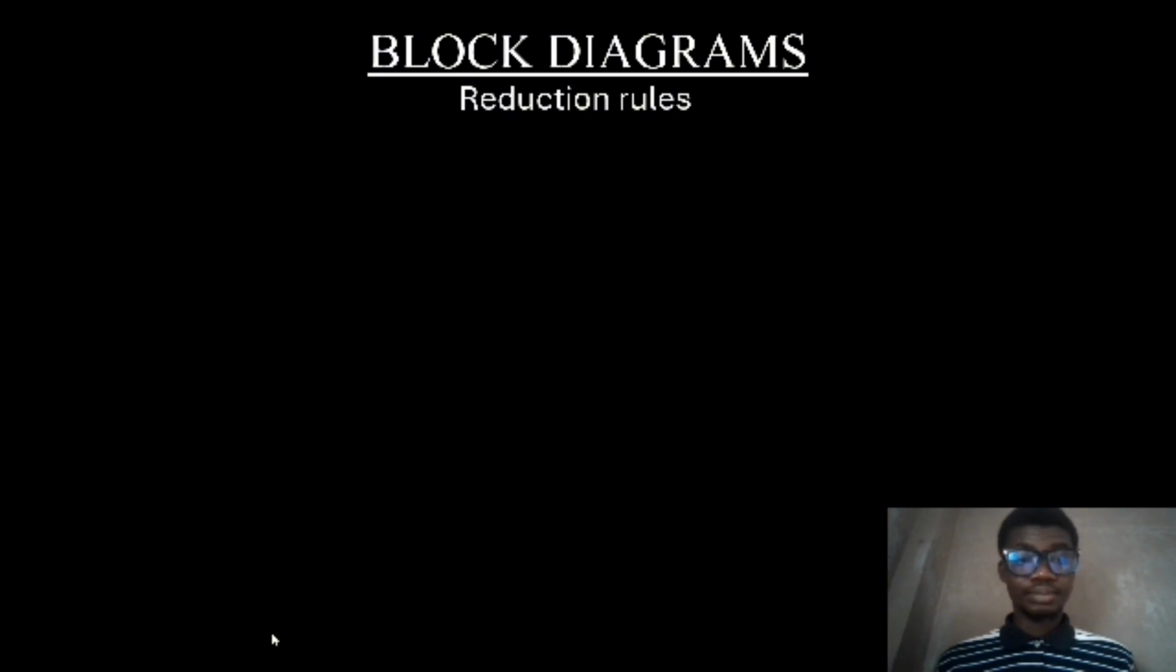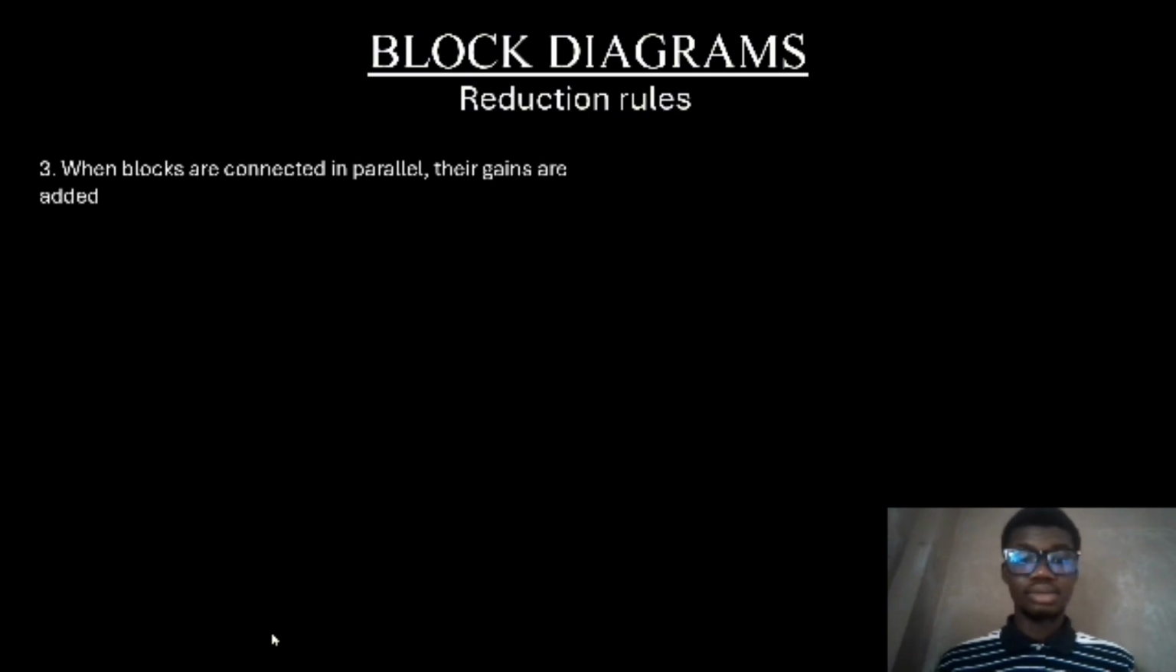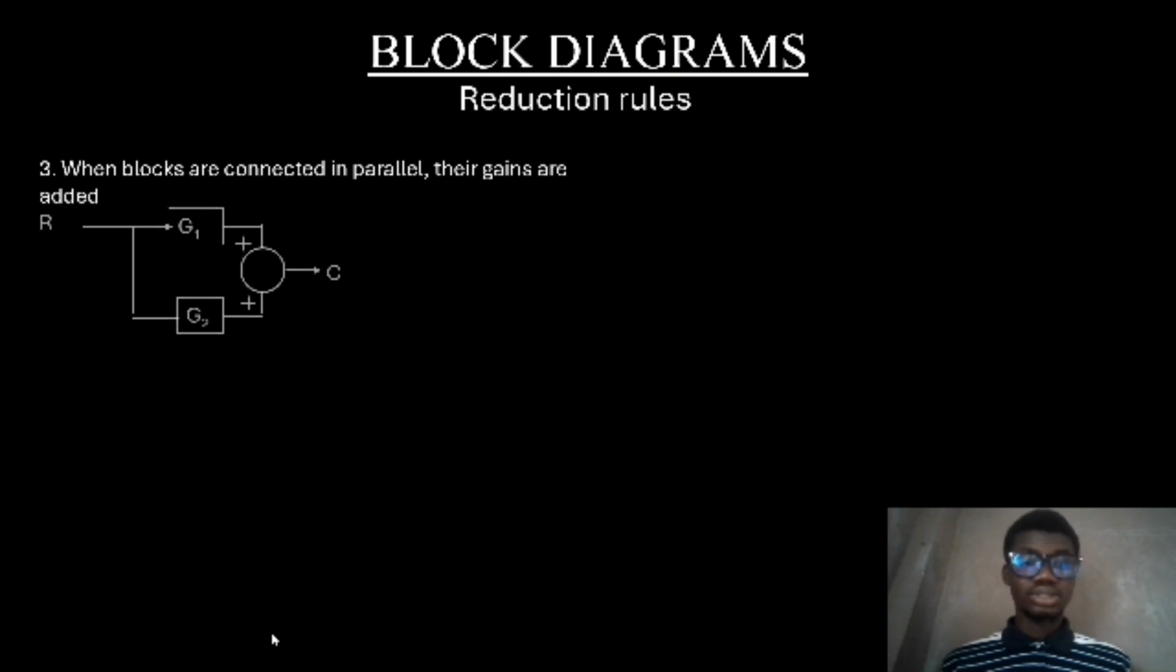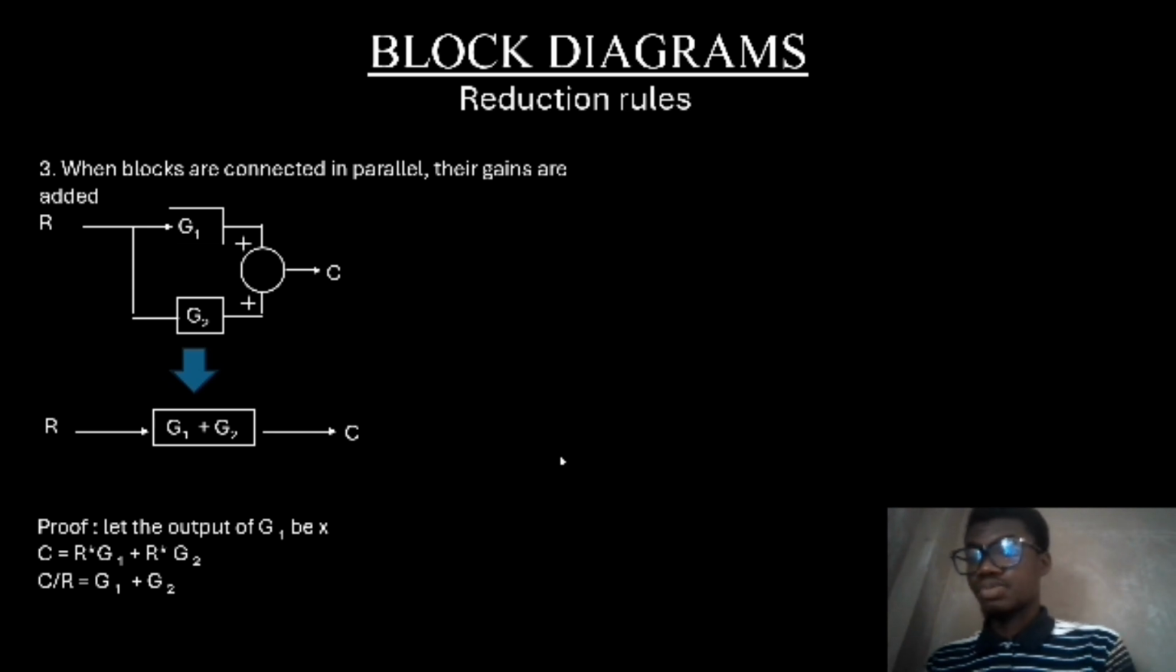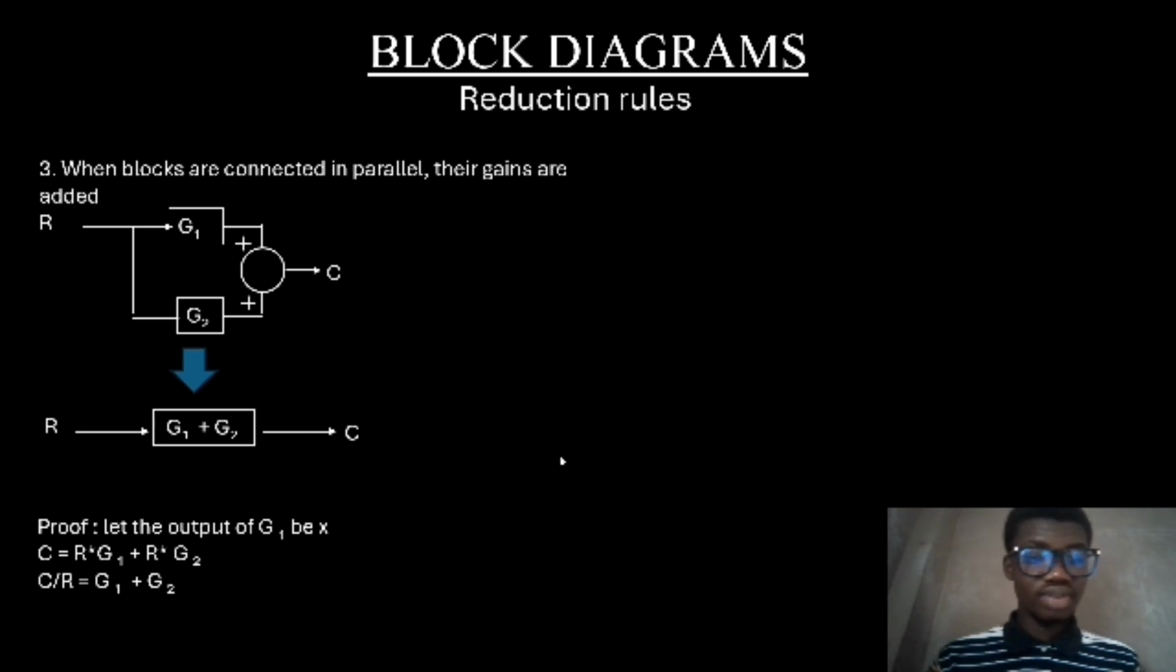Now, rule 3, which is block diagrams in parallel. Block diagrams share the same input and their outputs are summed. Their transfer functions are added. For two parallel blocks, G1 and G2, the overall transfer function is C divided by R is equal to G1 plus G2. Hence, the equivalent transfer function is the sum of the individual transfer functions. So here is a proof that shows how the equivalent transfer function is the sum of the individual transfer functions.